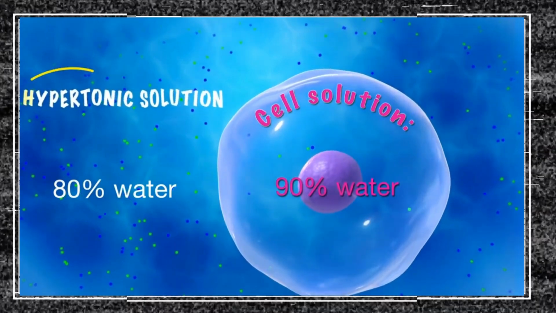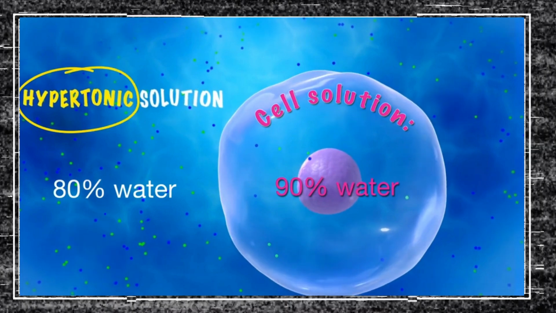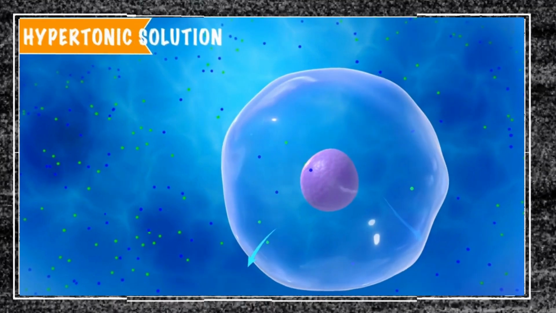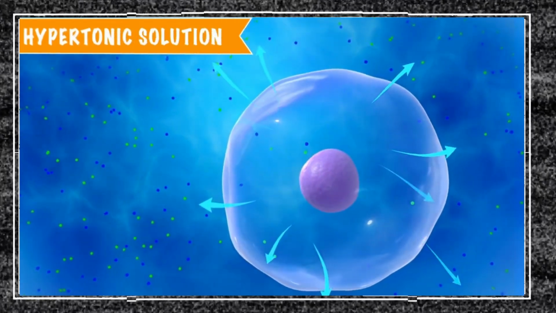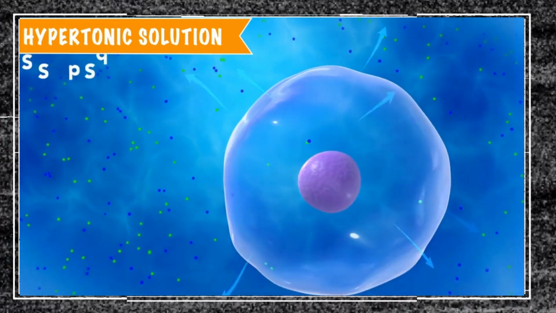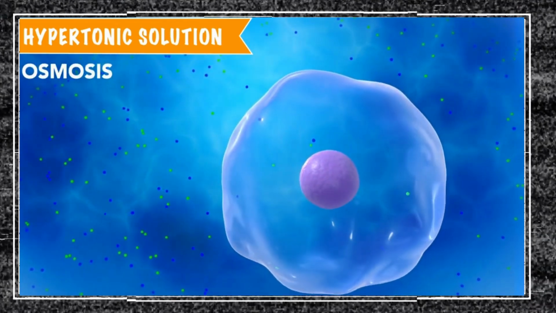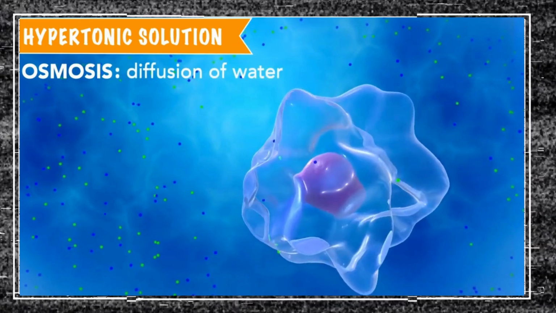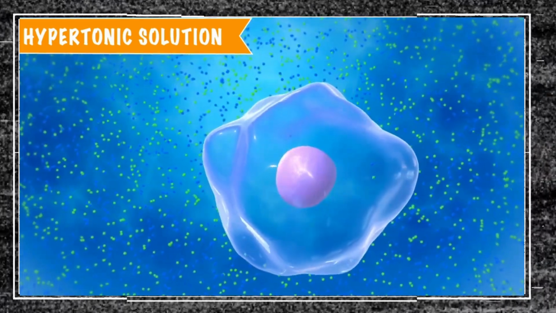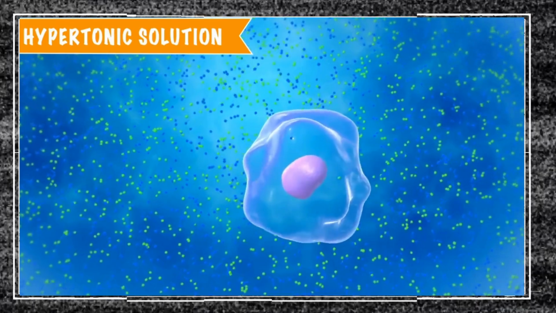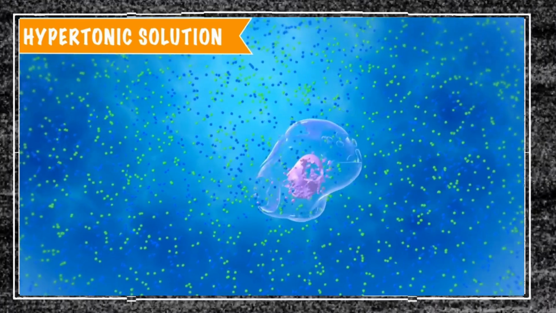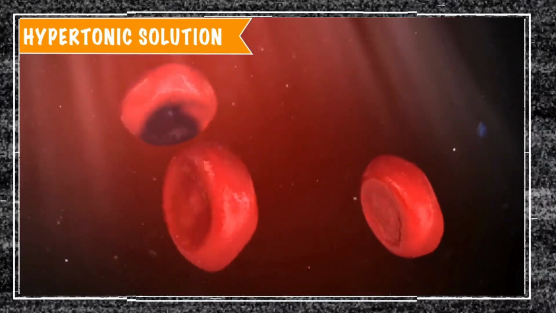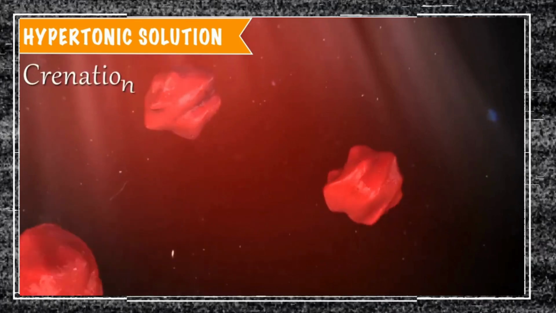We call a solution hypertonic when its concentration of water is lower than inside the cell, and its concentration of solute is higher than inside the cell. As a result, water molecules diffuse out of the cell through osmosis, causing the cell to shrivel a bit. Remember, osmosis means diffusion of water. If the solution's water concentration was significantly lower, the cell could shrivel to the point of imploding. For red blood cells in hypertonic solutions, the shriveling from osmotic water loss is called crenation.